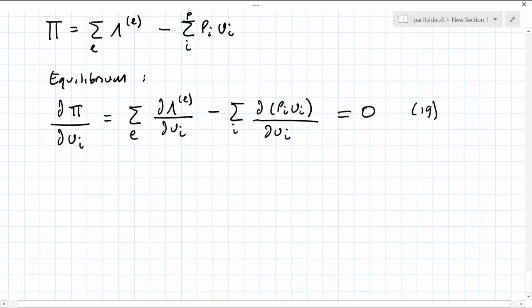The final stage then, in order to evaluate our displacements, is to solve this equation, equation 19, for Ui. Depending upon the number of unknown displacements that we are looking at, you will get the same number of equilibrium equations that you need to solve.